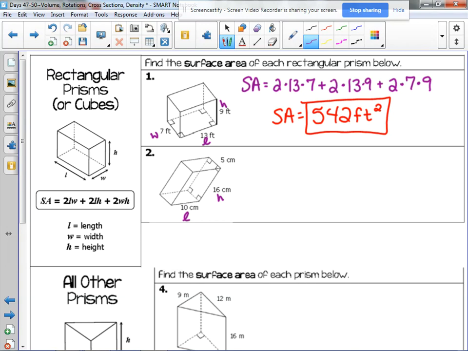It really doesn't matter. Just so you label those 3 dimensions with 3 different designations, you're going to be fine. Okay? You just don't want to repeat any of those things. So the length is 10. The width is 5. The height is 16.